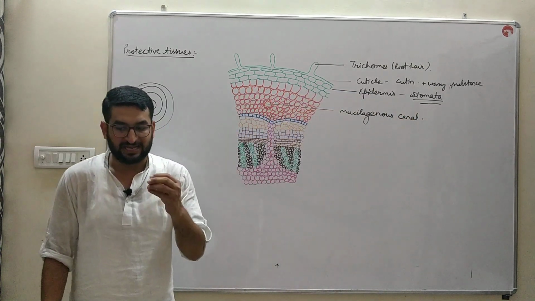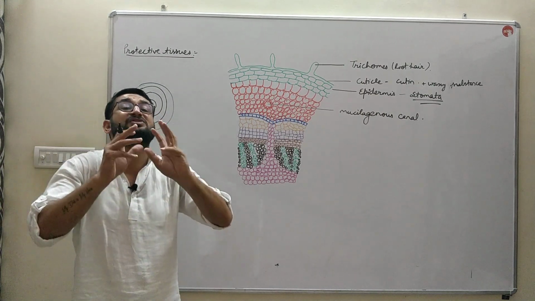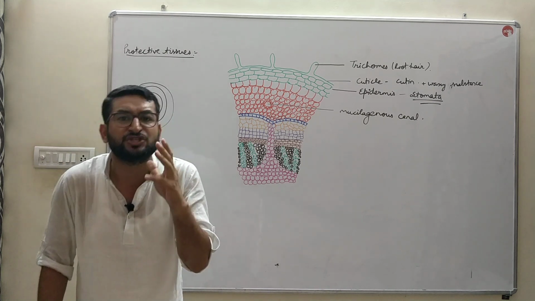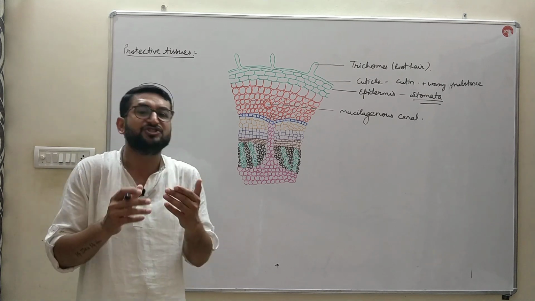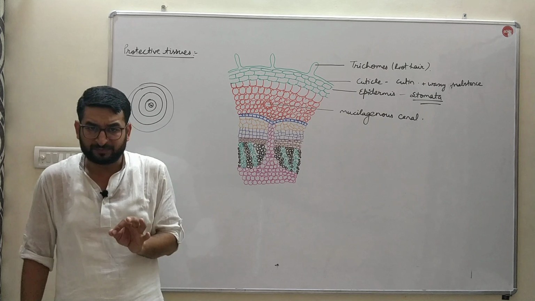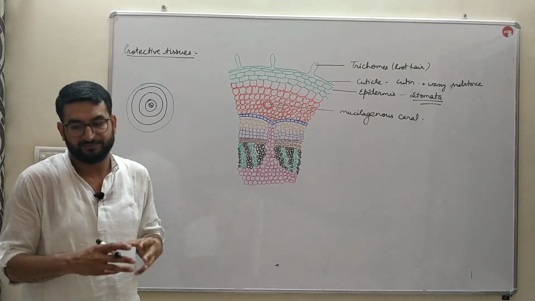This mucilaginous canal releases certain mucilaginous, sticky substances. चिपचिपा से एक स्लाइमी सब्सटेंस रिलीज करती है, which is mucilage. What is the purpose of this mucilage? This mucilage helps the plant cells to get moisture.